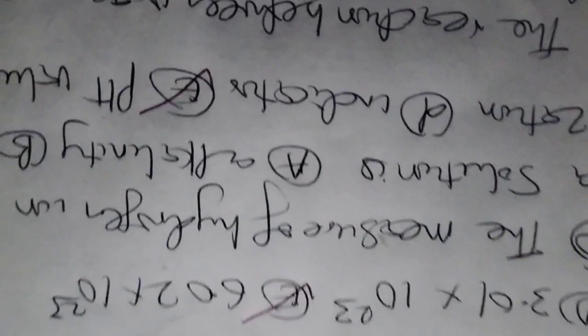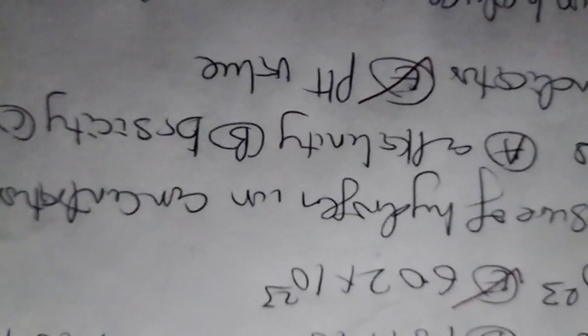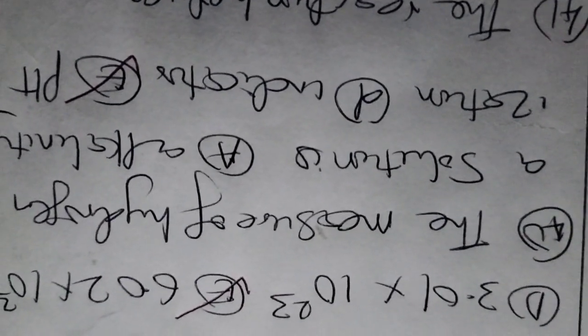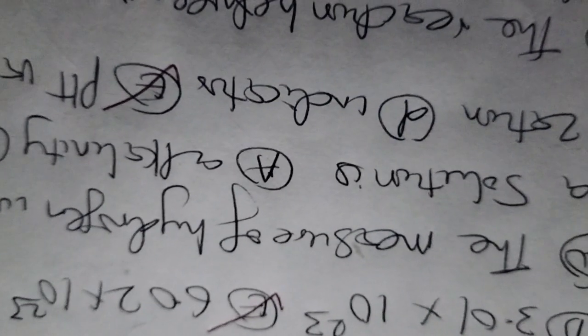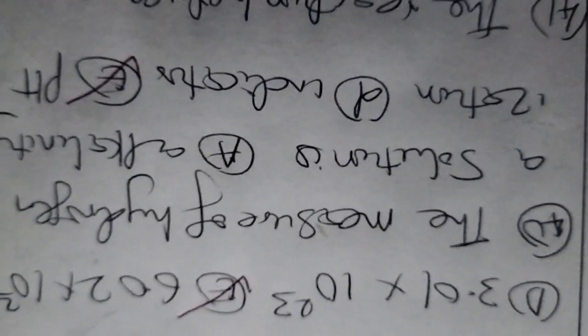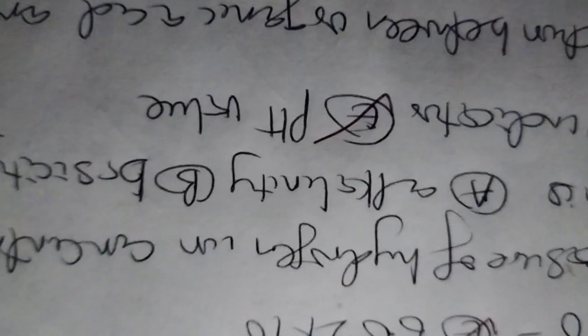Number 40, the measure of hydrogen ion concentration in a solution is A, alkalinity, B, basicity, C, crystallization, D, indicator, and E, pH value. The answer to number 40 is E, pH value.